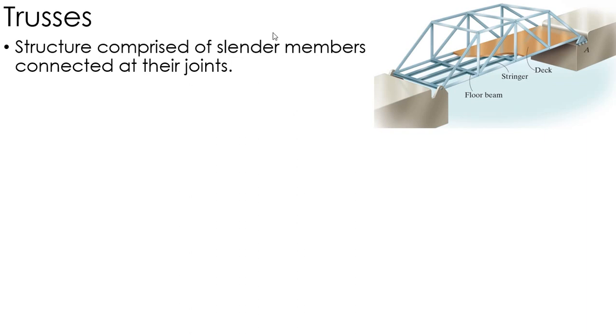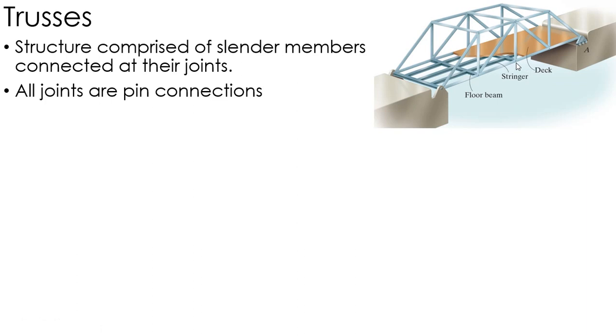Okay, so now we're going to talk about trusses. Really, what trusses are is a large structure that's comprised of slender members connected at their joints. For example, over here in the picture we have a bridge, and we have these slender members connected together at their joints. Okay. Now, at each of these joints, they're at least modeled as pin connections.